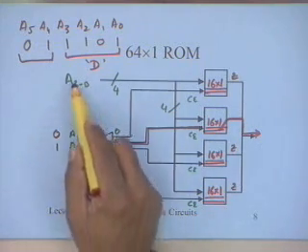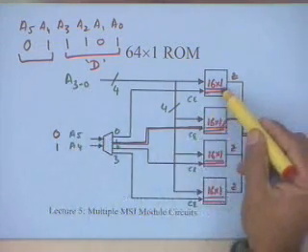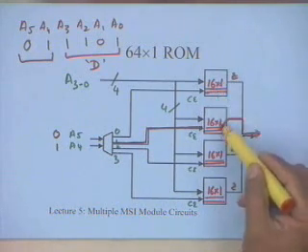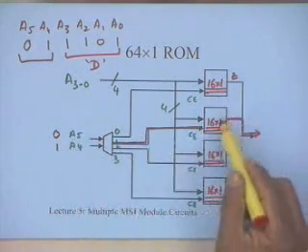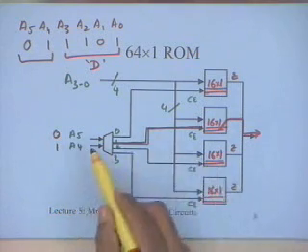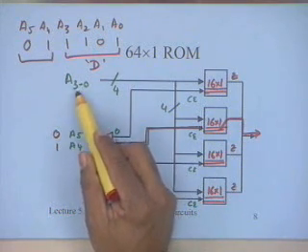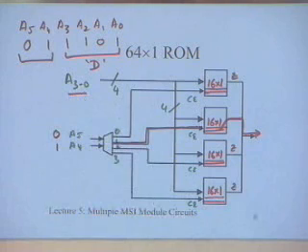So what we are talking about is that the 6 address bits are going to select out of these 4 ROMs. First of all, these 2 bits are going to select one of the ROMs, and then the actual location is going to be selected by these 4 bits. That particular location is going to be available at the output.